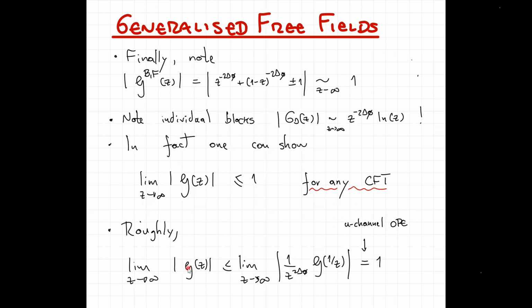And roughly, this is because this large z limit is related to the u-channel OPE limit. And when you do the OPE limit in the u-channel, the first term that you see is the identity. So the identity gives you this one. So it's roughly this. We are really taking the Regge limit, but since we have the modulus sign, this becomes the OPE. Anyway, there's a more rigorous way of arguing this, but I just want you to keep in mind this property, that correlators at large z are bounded by a constant, which is a lot larger than what you might naively expect.